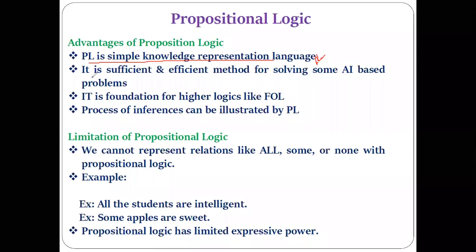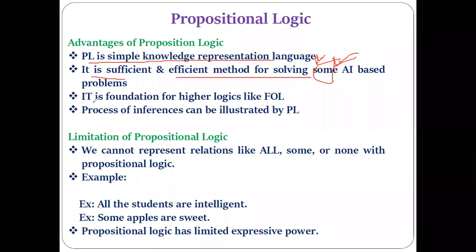Now another advantage is what? It is a sufficient and efficient method for solving some AI problems only. आता काही जे what we can say some simple kind of sentences okay which can be easily represented with the help of the propositional logic. That's why here it is being said it is sufficient and efficient method for solving some AI. इथं all AI म्हटलेलं नाहीये. You are getting? Some AI based problems can be easily represented or solved using this propositional logic.